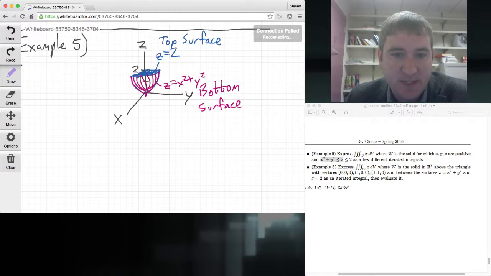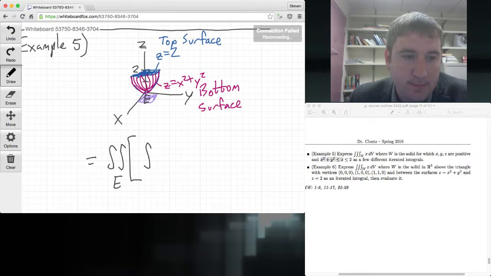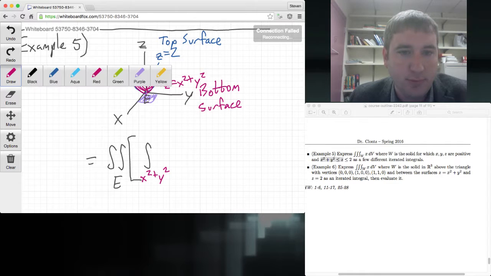I don't know what this looks like just yet, but we're going to have some shadow here. Call that E. I'll worry about what E is in a moment, but I do know for a fact that my triple integral is equal to the integral over E, from x squared plus y squared for my bottom surface, and up to 2. I'll do that in blue to match the picture.